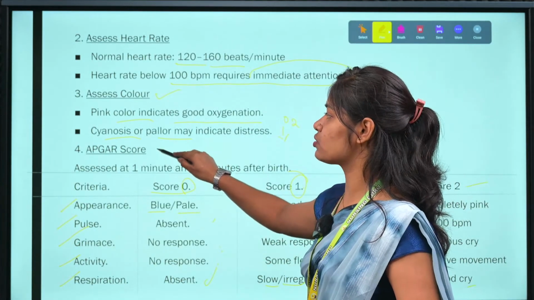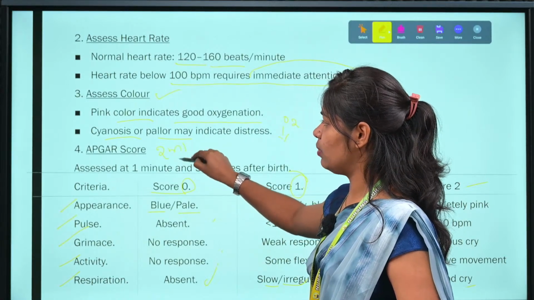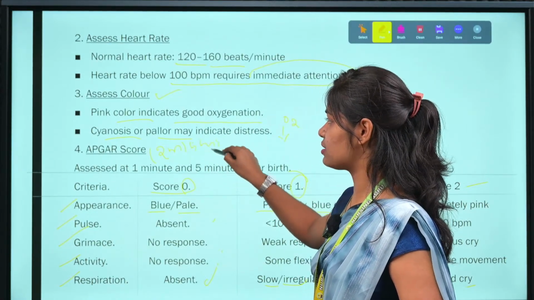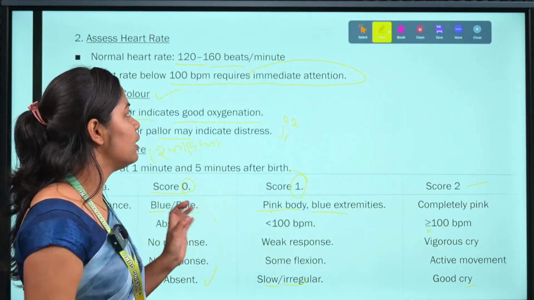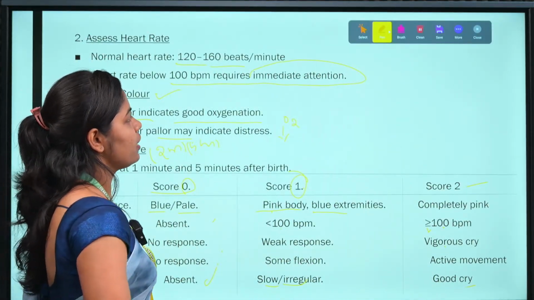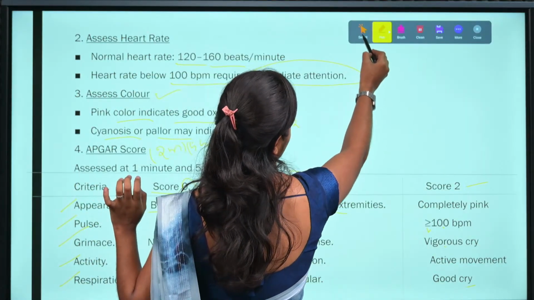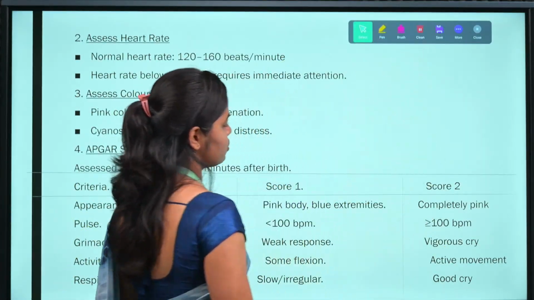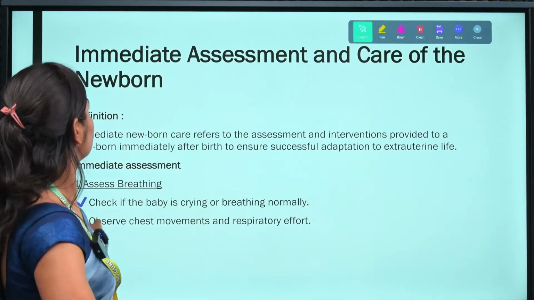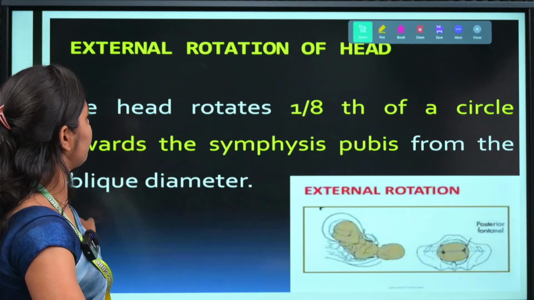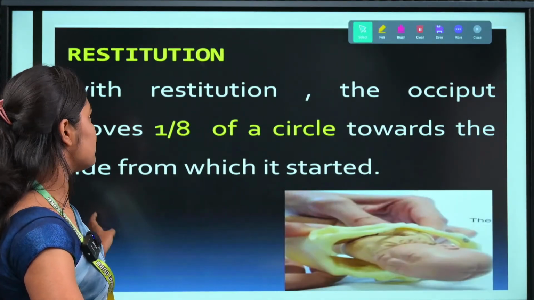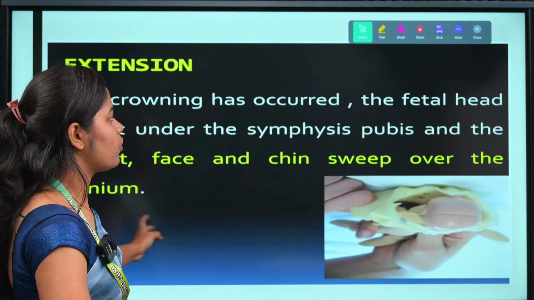This APGAR score is also important. It may be asked for 2 marks or 5 marks in the exam. This is all regarding normal labor, stages of labor, progress assessment and the management of labor. Then mechanism of labor is also important.